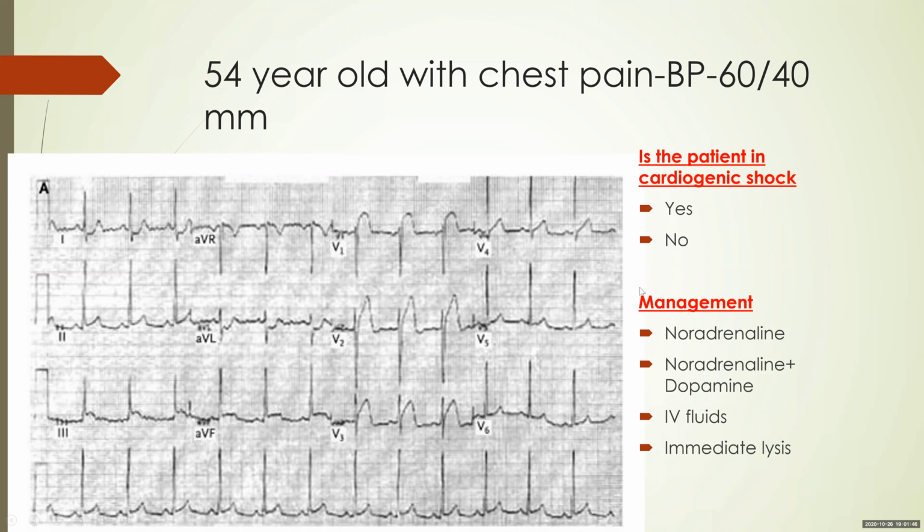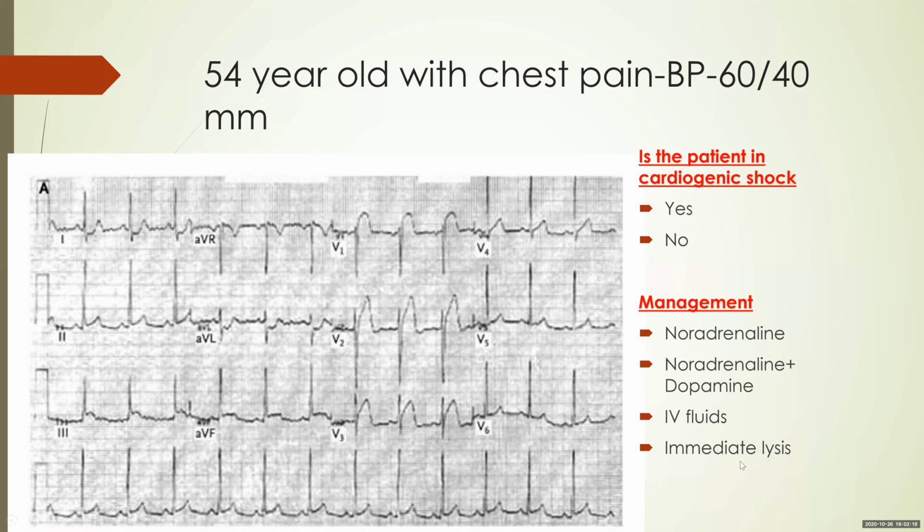So how do you manage this case? You give noradrenaline plus dopamine, IV fluids, or immediate lysis. The correct answer is to give IV fluids. The obvious answer of immediate lysis may not work because although it's tempting to immediately try to open up the artery, you need blood pressure for a lytic agent to act. So if there is profound hypotension, the lytic agent generally does not act. It does not reach the site and generally you won't get a good result.